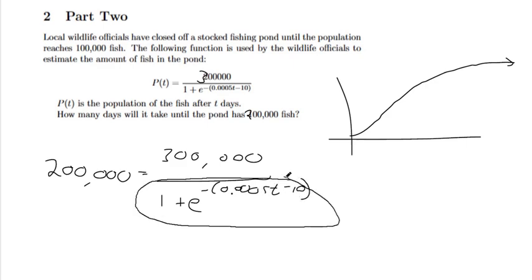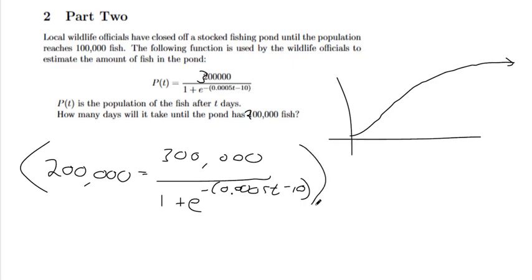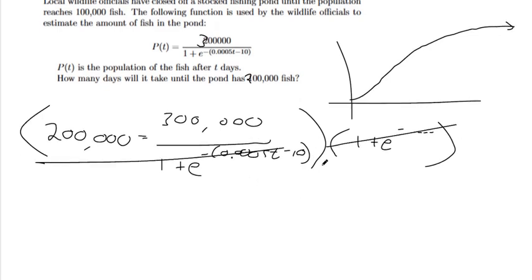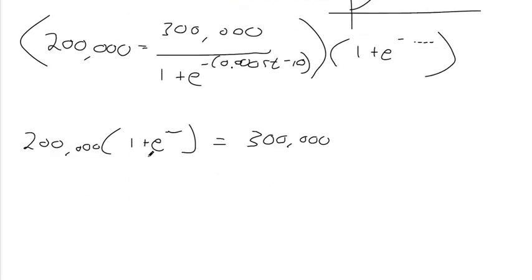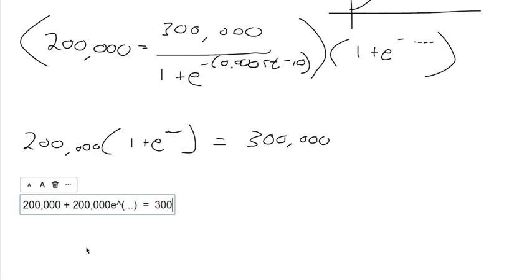It's in the denominator. That's the first thing we want to get rid of. So you want to multiply both sides by this entire denominator, 1 plus e to the negative blah, blah, blah. I'm not going to try to write all that out again, because that cancels out the denominator, and it leaves us with the left side being 200,000 times 1 plus e to that crazy exponent, and then the right side is just 300,000. So we've got t out of the denominator. We can distribute this 200,000 to help us get t by itself. So it's going to be 200,000 plus 200,000 e to that crazy exponent equals 300,000.